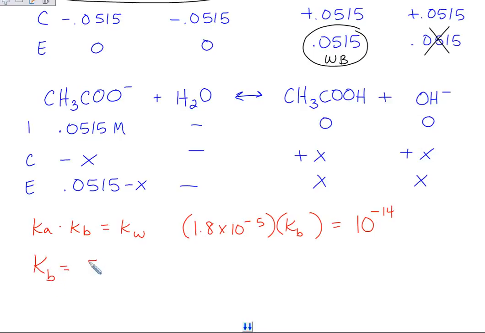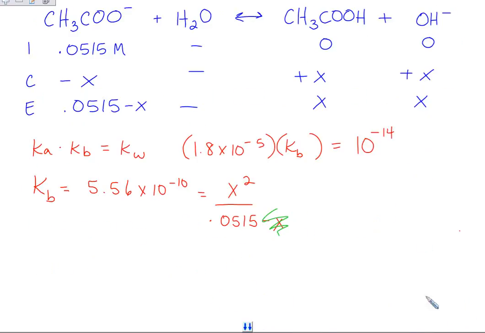Let's go 5.56 times 10 to the negative 10th. Ooh, that's small. That's going to equal X squared over 0.0515 minus X. And there is no doubt in my mind that we can 5% rule this thing. That K value is super, super small. All right, so we'll cross multiply. We'll take the square root and solve this thing for X. How about, ooh, tiny X.